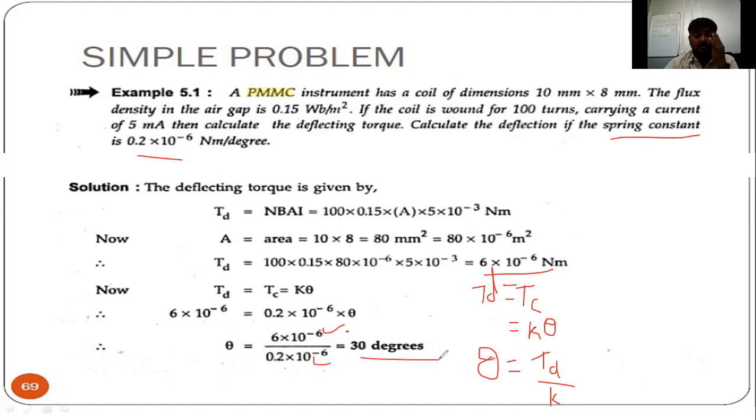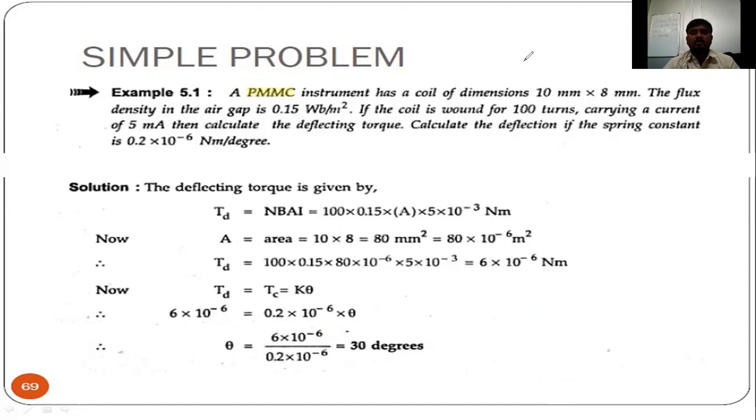30 degree. So this type of simple problems will come if the offline exam is there. Okay. Tomorrow I am going to conduct the chapter test 1. Be ready, all of you. Okay, we'll stop here only and we'll continue in the next class.